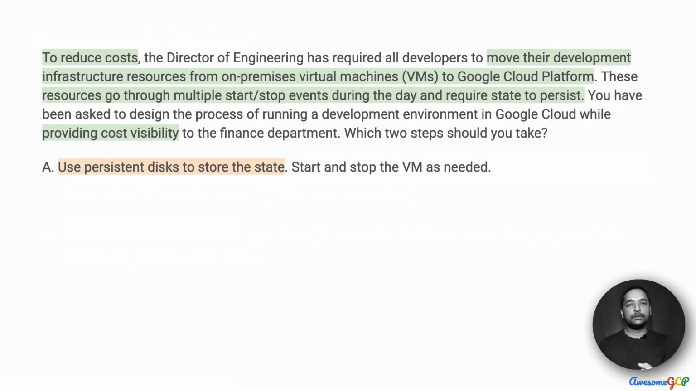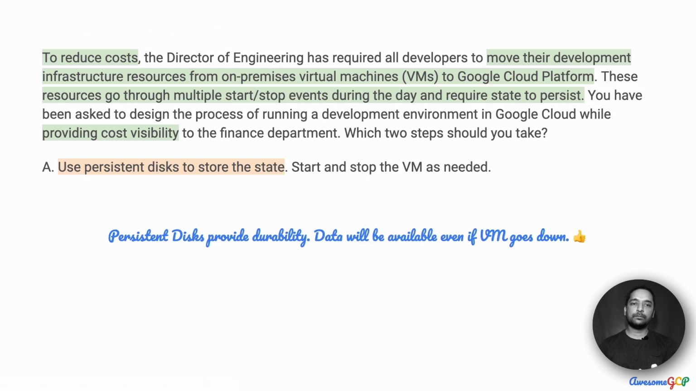Now let's go through each of the options. Option A suggests use persistent disk to store the state, then start and stop the VM as needed. So what do persistent disks provide? They provide durability. Once you save something onto a disk, you are guaranteed that you will be able to retrieve it. Of course, unless the disk is spoiled or you delete it, but that's a different story.